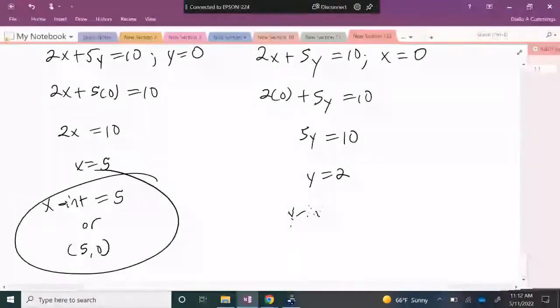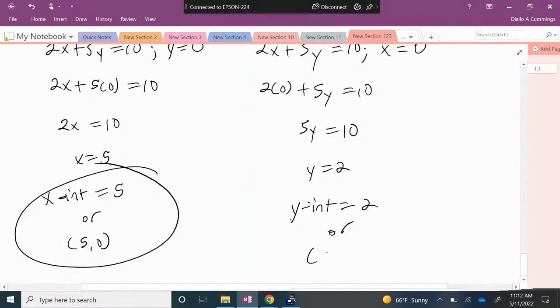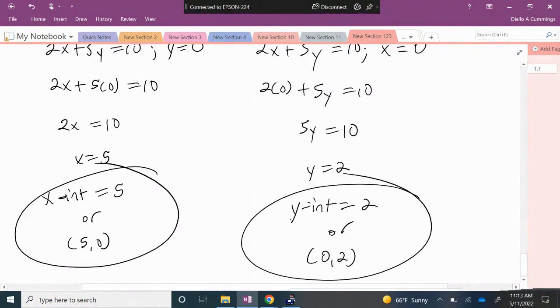So the y-intercept is equal to 2, or if you have to write it out as an ordered pair, the ordered pair format is (0, 2).